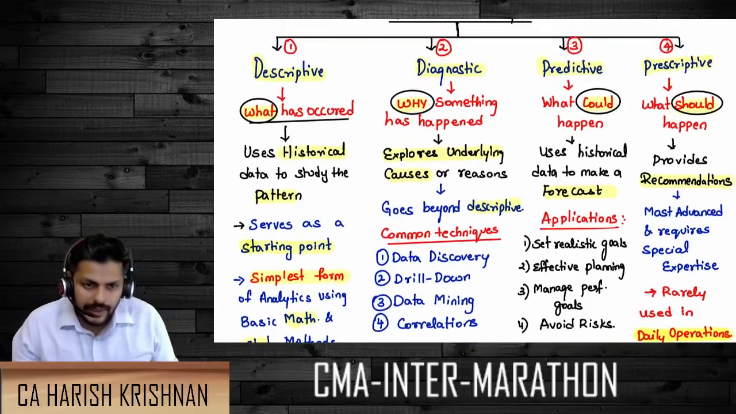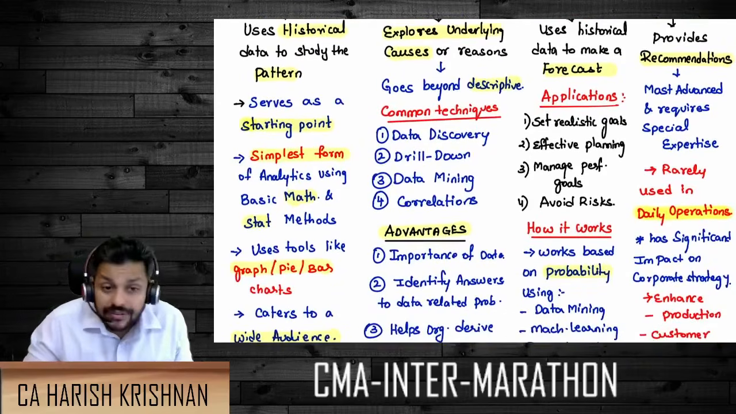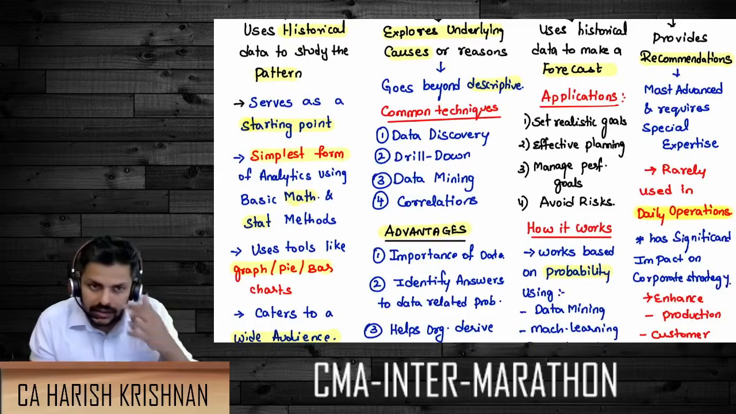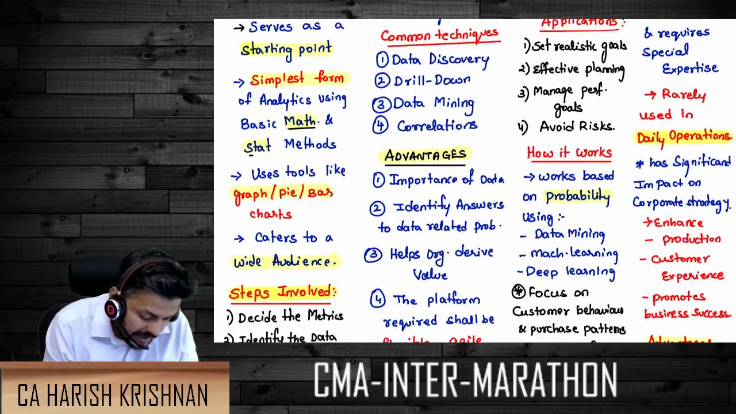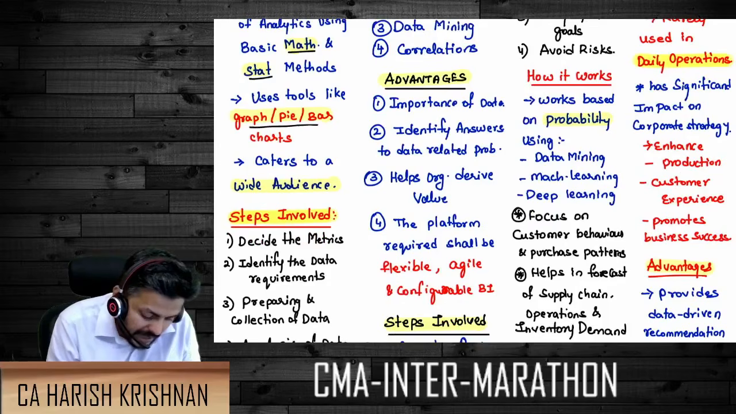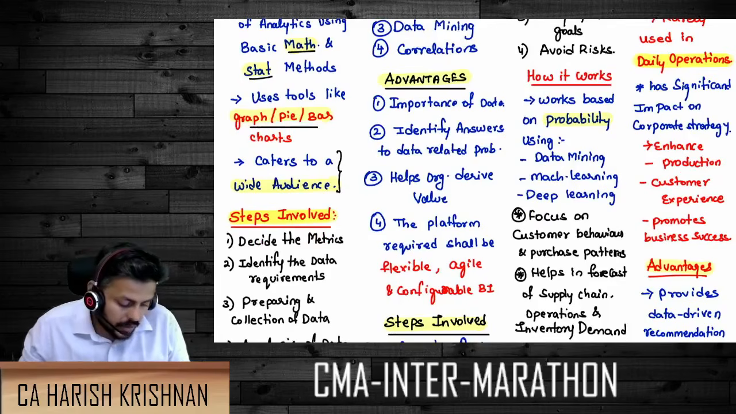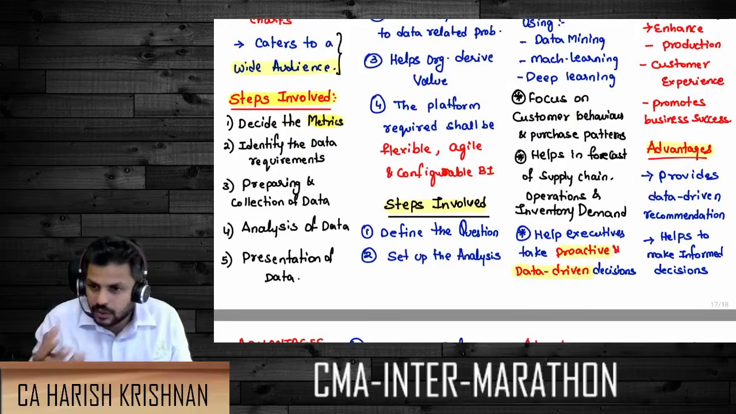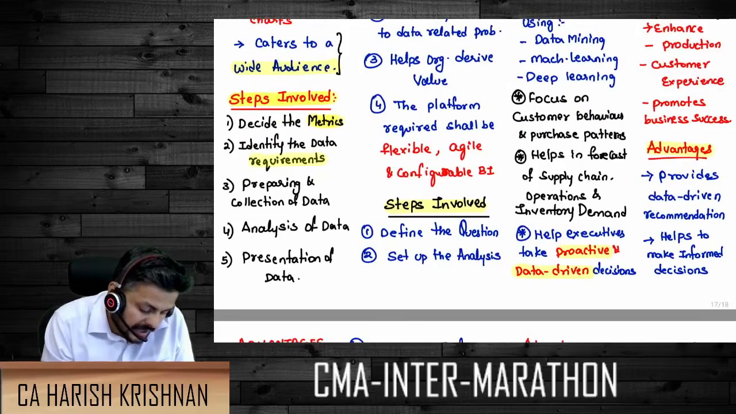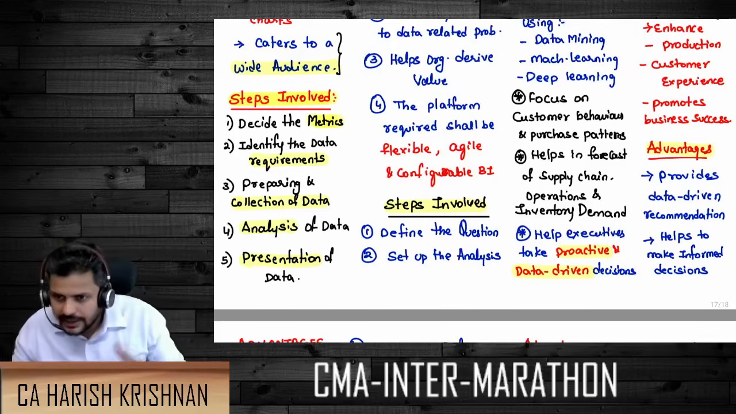First one is descriptive analytics. It uses historical data to study the pattern, and it serves as a very good starting point, right? Because it is not telling anything great, it is just telling what happened. It is the simplest form of analysis using basic math and statistical methods. Use tools like graphs, pie charts, bar charts, which cater to a wide audience. Then if you see what the steps involved are: first define what you want, decide the metrics, followed by identify the data requirements, prepare the data, analyze the data, and present the data, much like all the steps that we have been discussing all this while through the entire syllabus.